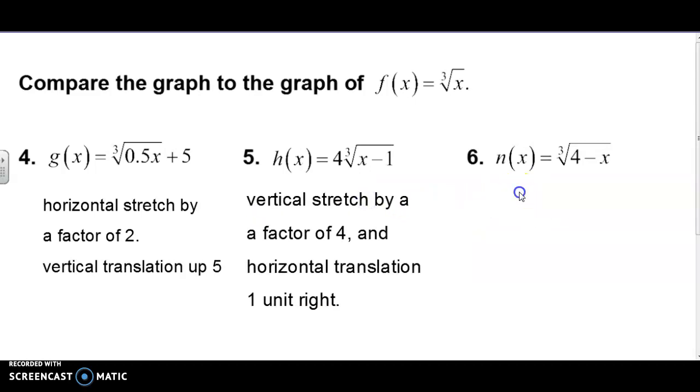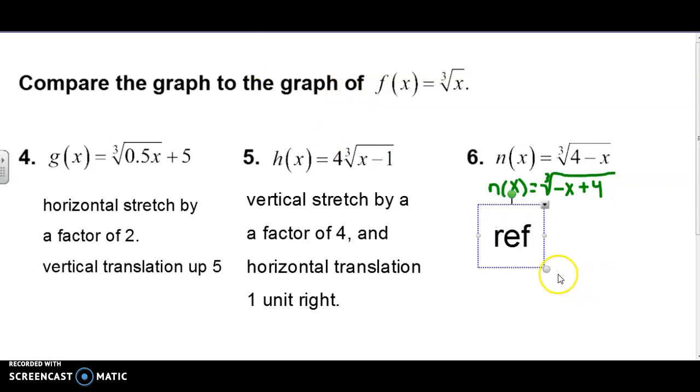And for our last one here, it's kind of tough to see the way that it's written. So if I rewrite this, it might make a clearer picture of what the transformations are. If I rewrite this, remember we want to keep the signs with it. So if I put the x first, it'd have to be negative x plus 4. Now let's talk about the transformations. Well, we're multiplying x on the inside by a negative. When you're multiplying by negative 1, it's a reflection.